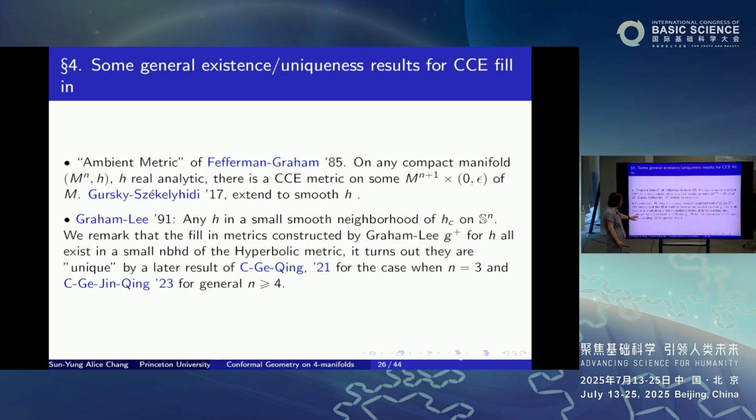But it turns out this Lee and Graham perturbation result, the metric they construct for G plus with conformal infinity H in a neighborhood of H_c, this G plus is actually in a neighborhood of the hyperbolic metric. And later on, we can show that this extension is also unique. Okay. And then this result also can be extended for n bigger than or equal to 4.